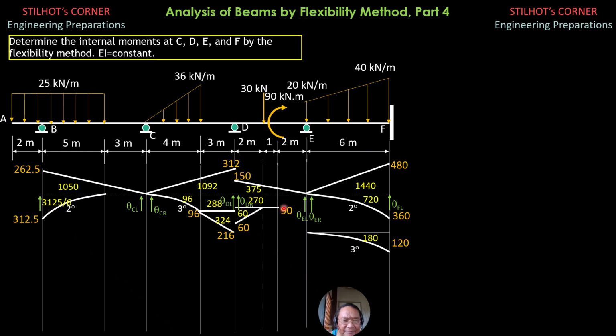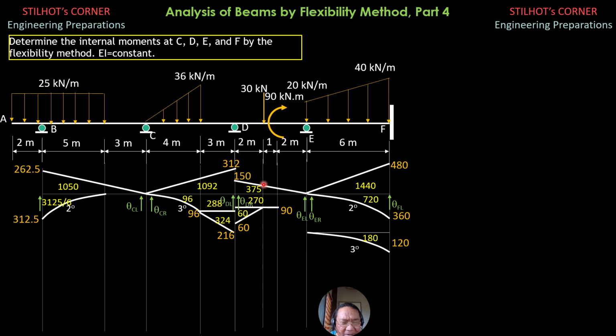Then call this theta D left and theta D right. Then when the load is applied at D, we have couple moment of 90, length of 3 meters. The area is 90 times 3, 270. Moment due to the 30 kilonewton load at D is 30 times 2, 60, and the area is 1 half of 2 times 60, which is still 60. And 60 plus 90 is 150.